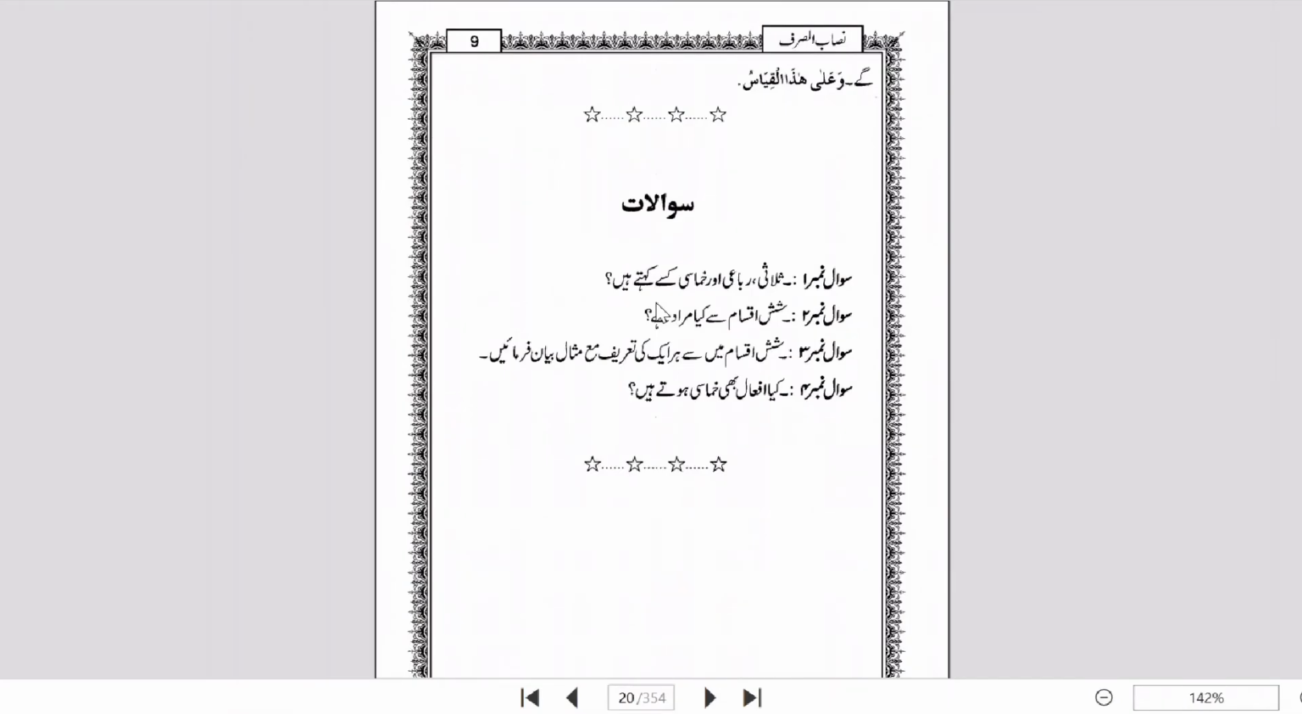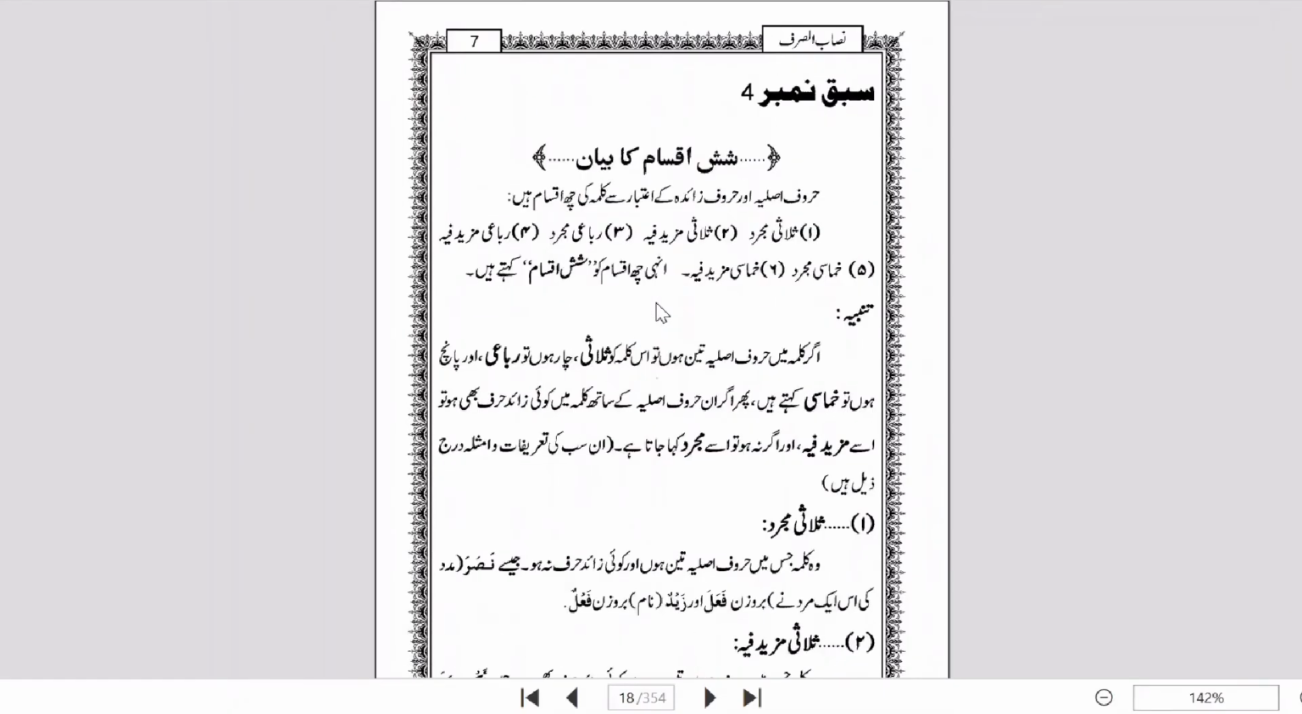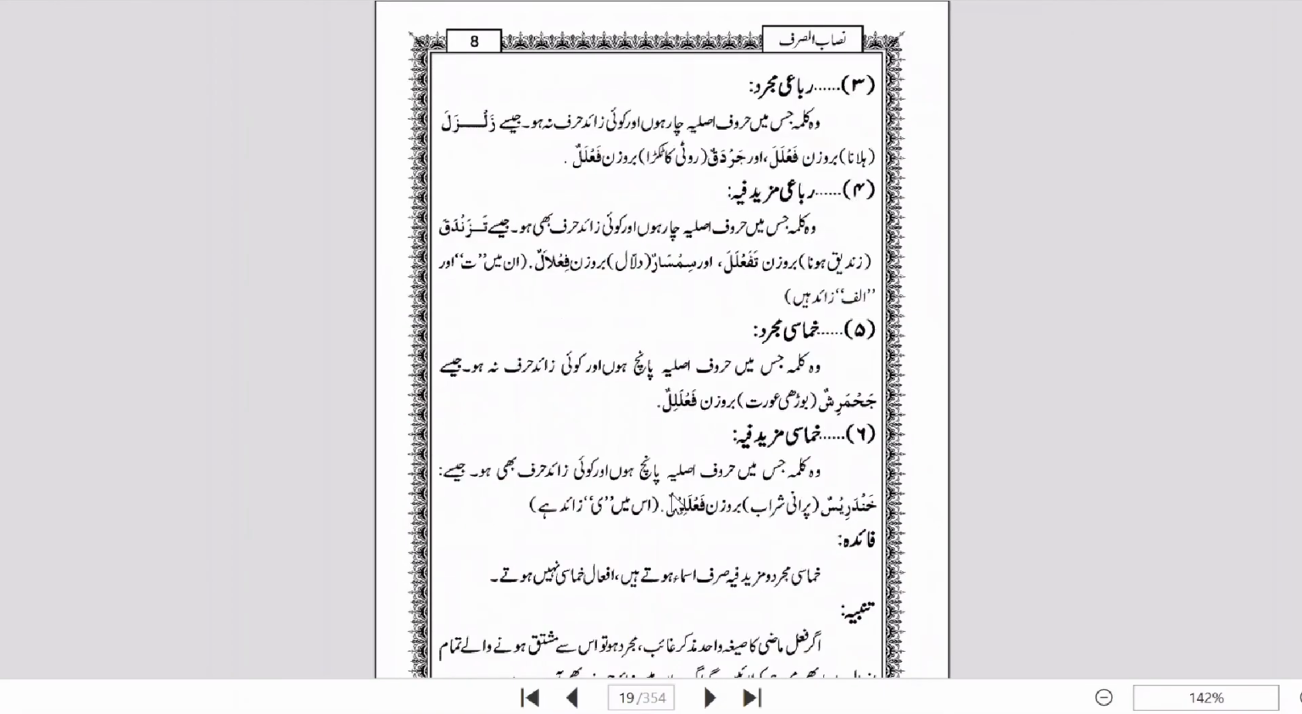Question number 3 is explain Shash Aqsaam with their examples. So with this you'll have to go through the lesson again, look at all 6 types and then mention the example with them, and you can also mention what scale they come on.